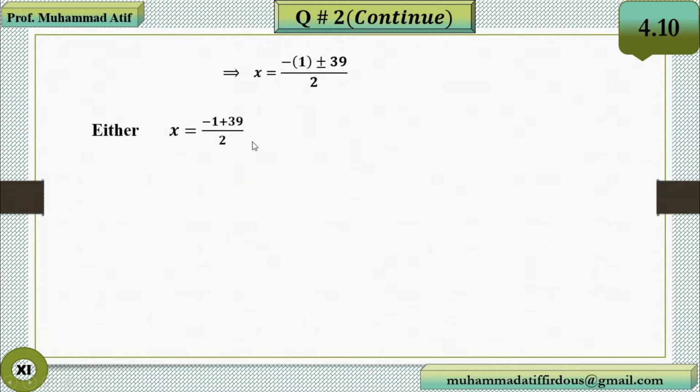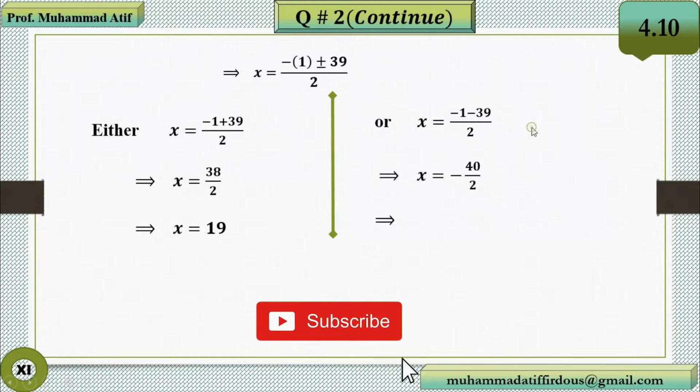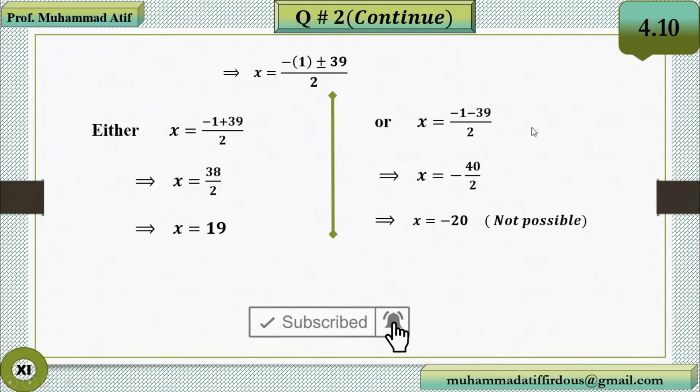Then take x equal to negative 1 plus 39 over 2. Simplifying this, you have 38 over 2, or 19. So the first value of x is 19. Then take the negative value, which is minus 1 minus 39, or minus 40 over 2, that is minus 20. So we have two answers: x is equal to 19 and x is equal to minus 20.